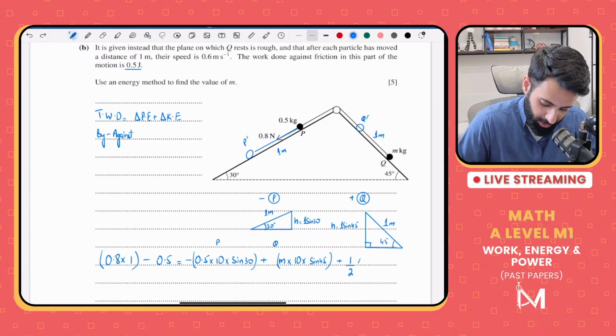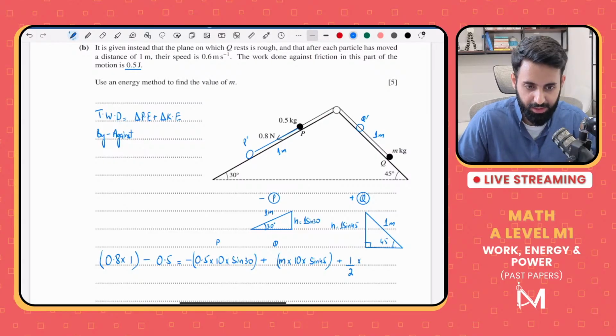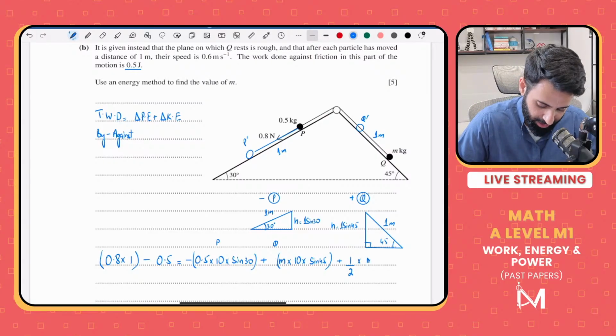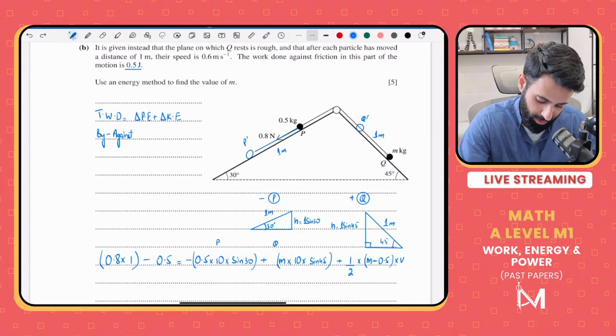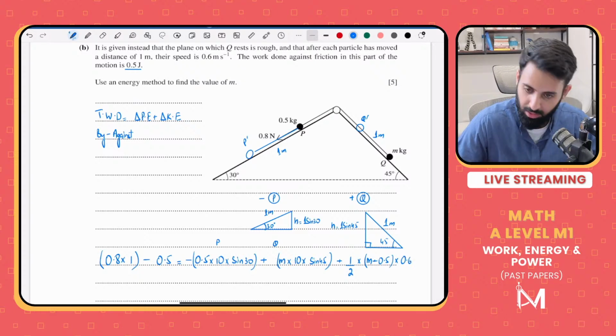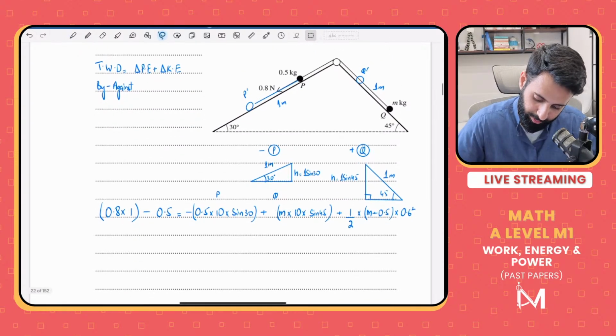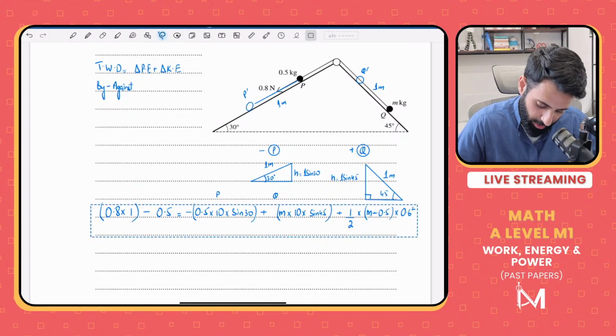Okay, now what about the change in kinetic energy? Change in kinetic energy will be the same for both because they're connected and they will have a common speed. So the combined mass would be m into 0.5 into the speed, which is 0.6 squared. That's given to us in the question. Okay, so I hope that's clear.